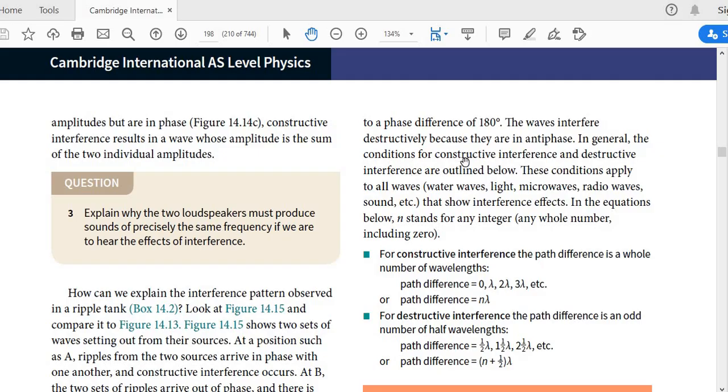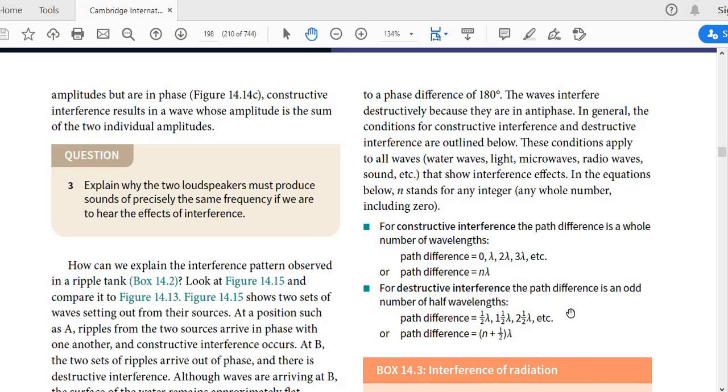In general, the conditions for constructive interference and destructive interference are outlined below. These conditions apply to all waves that show interference effects: water waves, light waves, microwaves, radio waves, sound waves, etc. In the equations below, n stands for an integer, any whole number including 0. Remember, for constructive interference, it should be a whole number of wavelengths, so n lambda. Path difference is given in terms of wavelength, lambda.